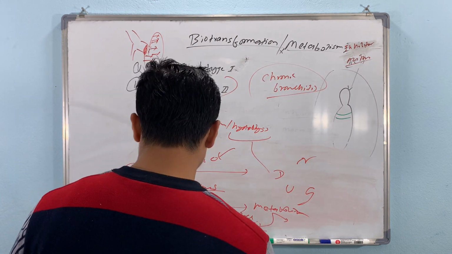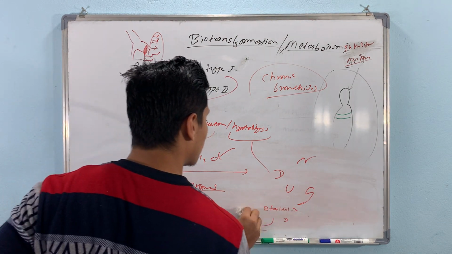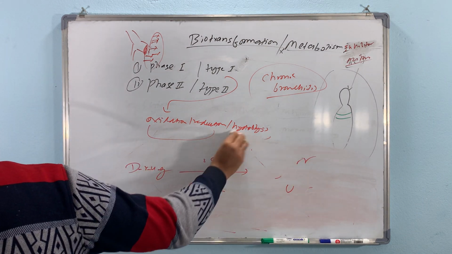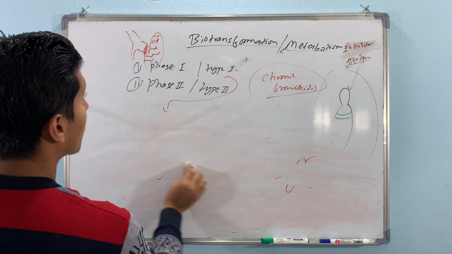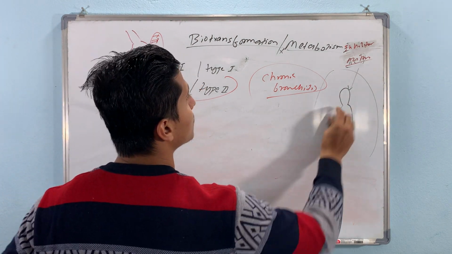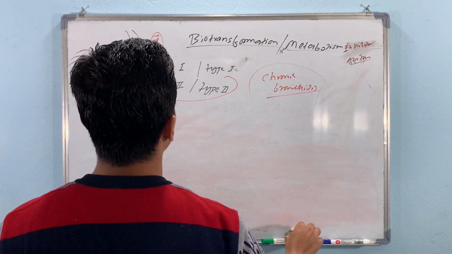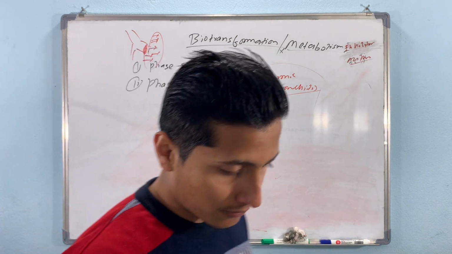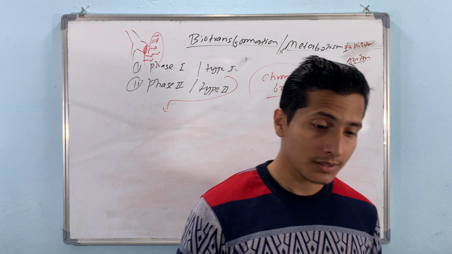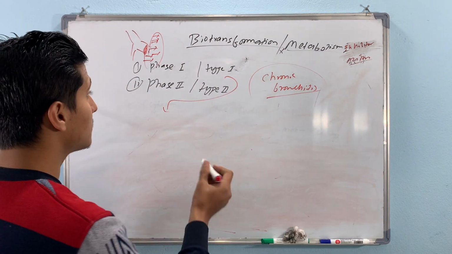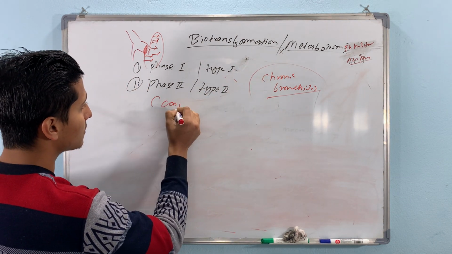Now let's talk about the next reaction, and that's type 2 reaction. We talked about phase 1 or type 1 reaction. Right now, it's time to talk about type 2 or phase 2 reaction. So what is type 2 or phase 2 reaction? There's another name we can use for this type 2 reaction, and that's conjugation reaction.